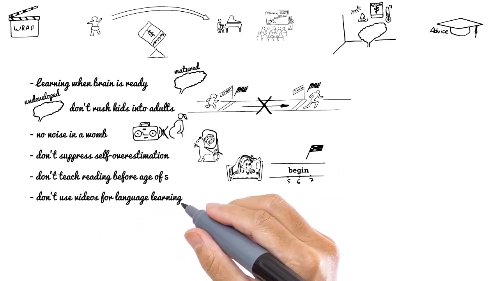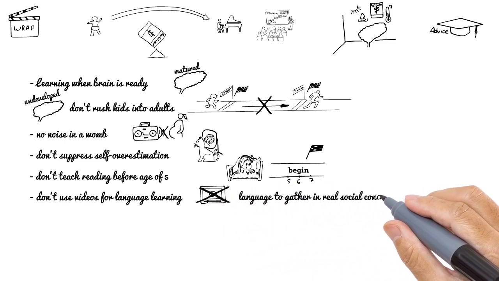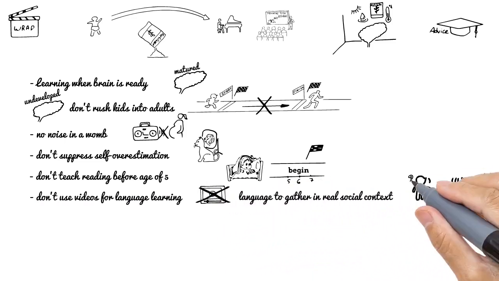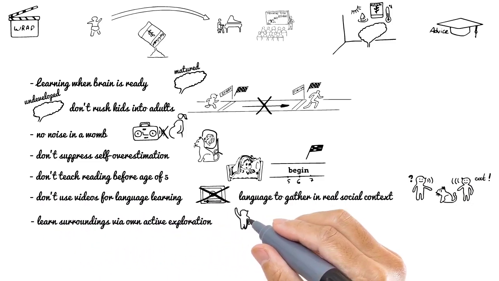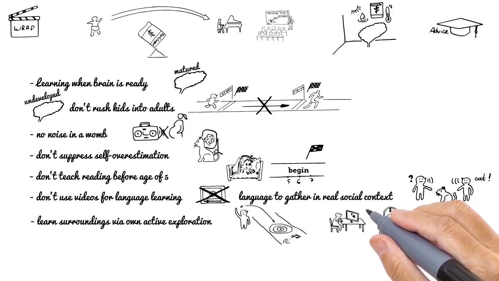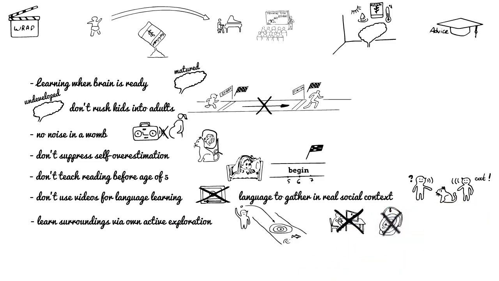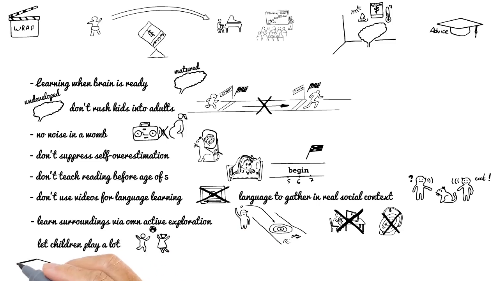Don't use videos for your baby's language learning. They need to gather it through social interactions with real people in real social contexts. Let children learn their surroundings through their own active exploration. Take them away from TV, computer, bouncy seats, and battery-powered structured toys. Let them play a lot. There will be a few more pieces of advice confirmed by scientific peer-reviewed research.